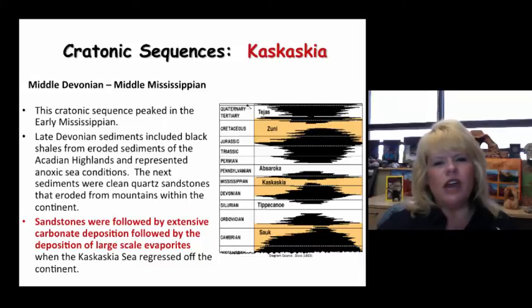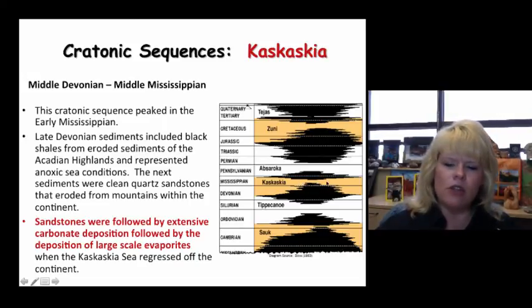Following the Tippecanoe, we had almost a repeat of Tippecanoe with Kaskaskia. It was a shorter duration of time, middle Devonian to middle Mississippian, and you can see there's even a period in the middle here where you get coverage of the middle of the continent with materials. So we actually have a place that has deposition in the middle, but you can see that it's thicker on the west side than it is the east. There's a reason for that. It has to do with mountain building.